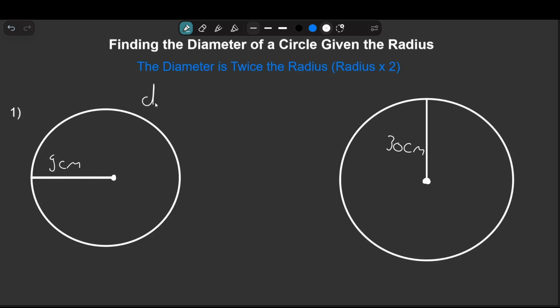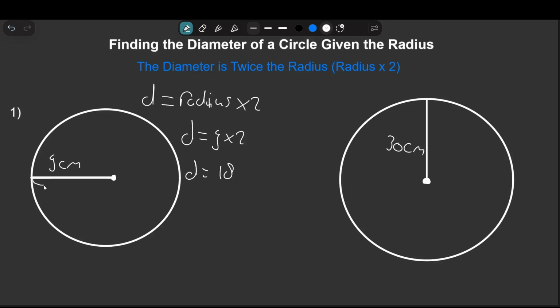So, diameter equals radius times 2. As we know, our radius is 9 centimeters. So, diameter equals 9 times 2, which will get us 18. So, our first answer: the diameter equals 18.